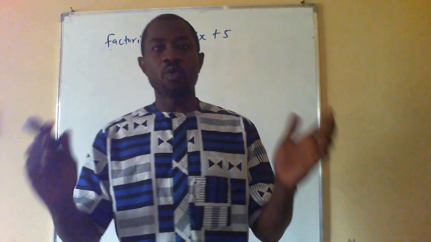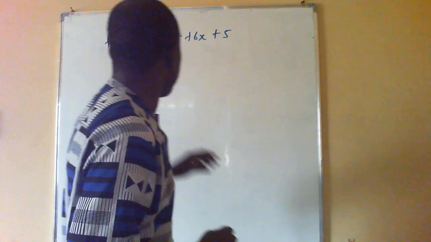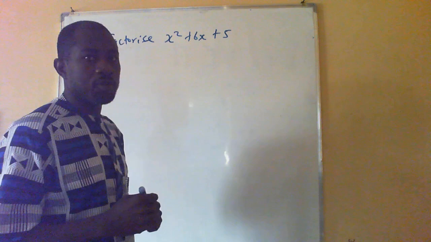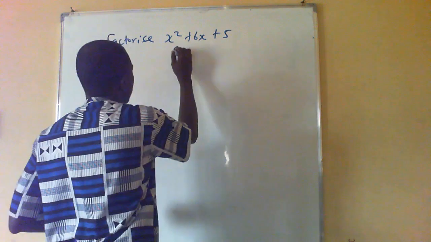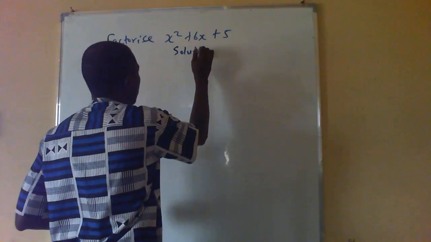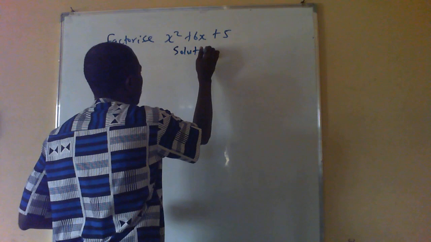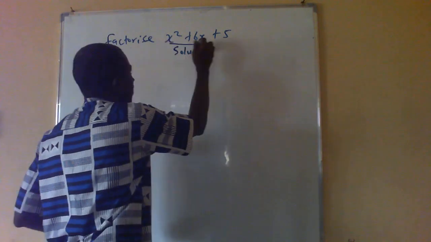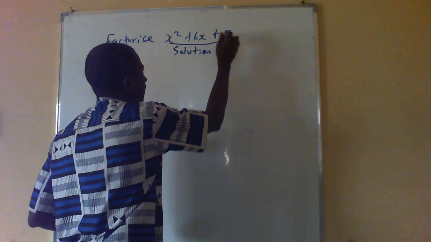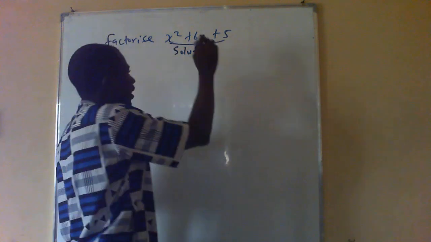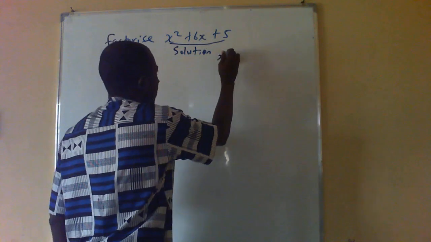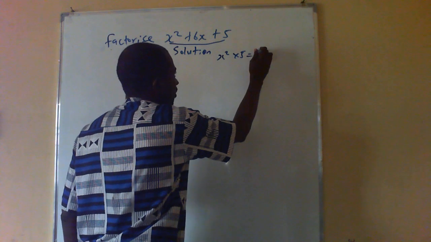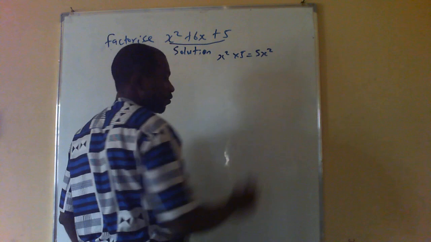So number one we want to solve today: factorize x squared plus 6x plus 5. Solution. The very first thing we will do is multiply this x squared times 5, which gives us 5x squared. Now that is the first step.